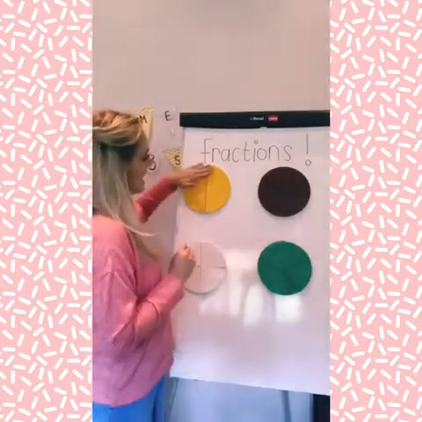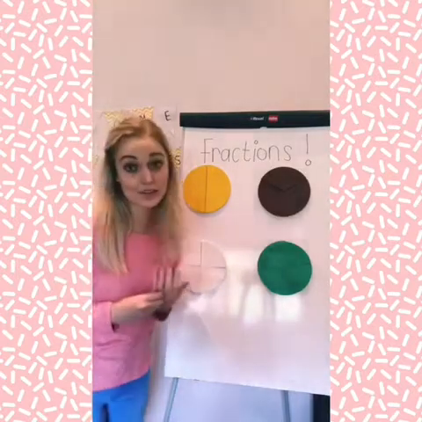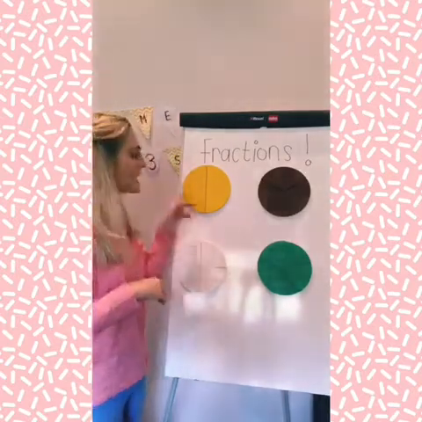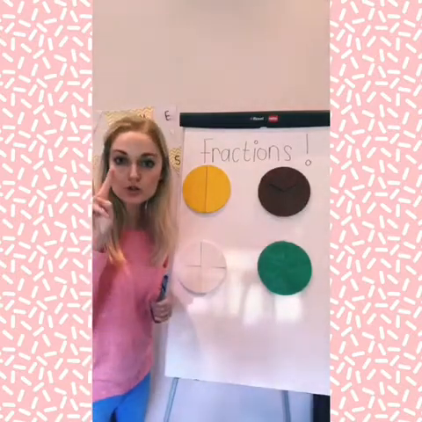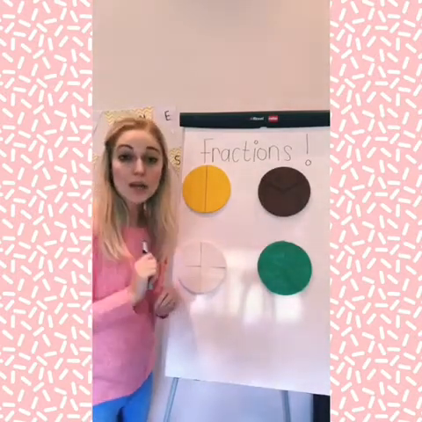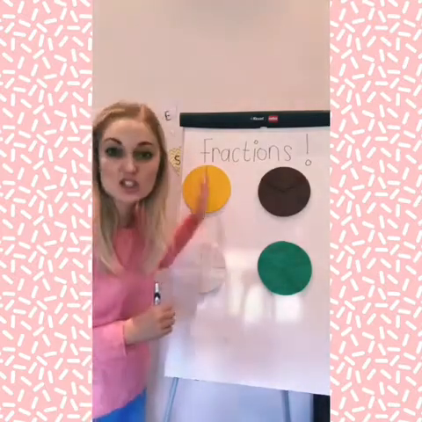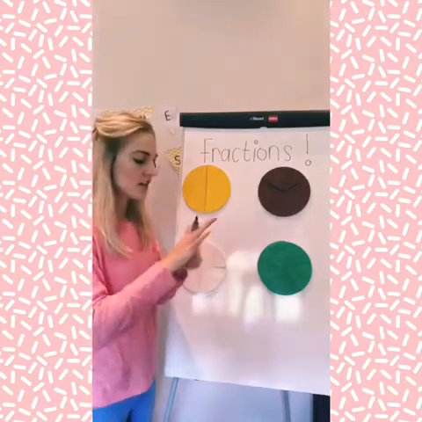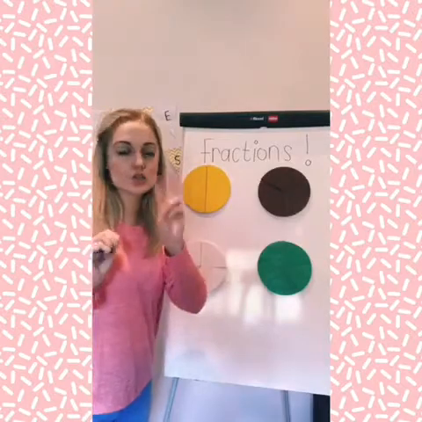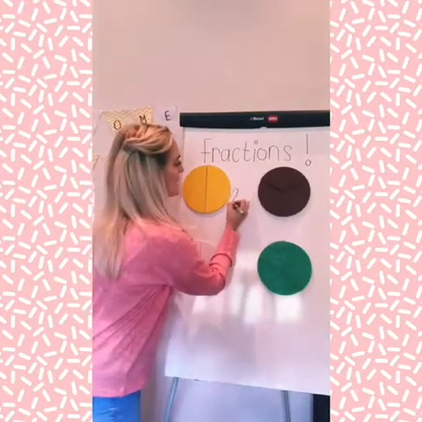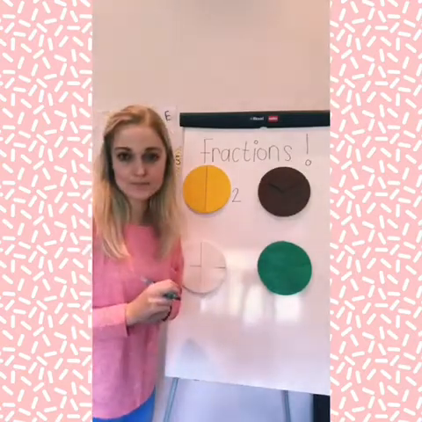If we look at the yellow shape, I've got my pizza here today. It's a circle, because pizzas are circles. And I have decided to cut my pizza into two pieces, okay? So I drew a line down the middle and cut it into two pieces. So how many pieces did I cut it into? Two. So I'm going to write down that two. I cut my pizza into two pieces.